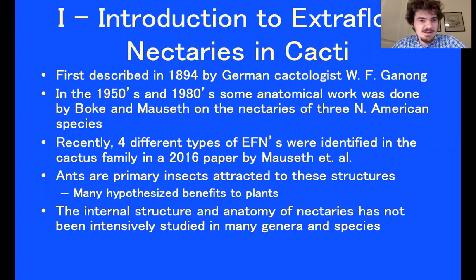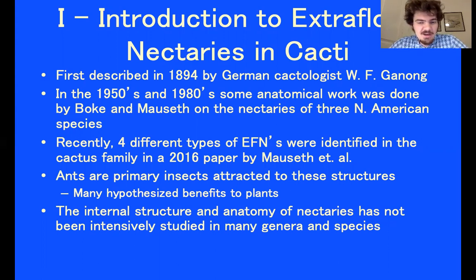There were a couple done in the 1950s by the famous cactus anatomist Dr. Norman Boke, and then another study done in the 1980s by another famous cactus anatomist, Dr. Mauseth. So they basically worked on a couple different North American species that have these nectaries, but there's a lot of other cacti that have them that really haven't been studied.